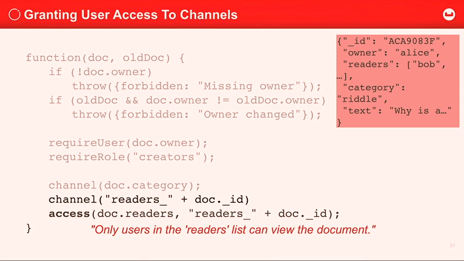So we're going to create a new channel for this document. We're going to tag another channel onto it. And this time we're going to tag the channel readers plus the doc ID. And then we're going to give access to all the names defined in the readers property. And we're going to give them access to that new channel that we've just created.